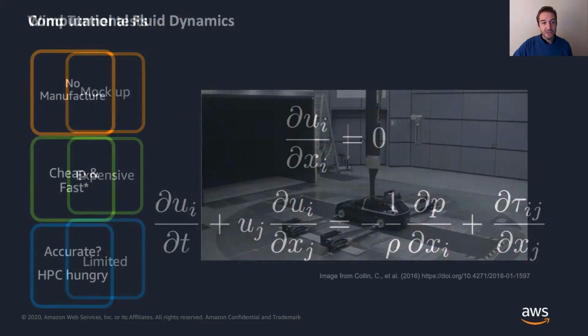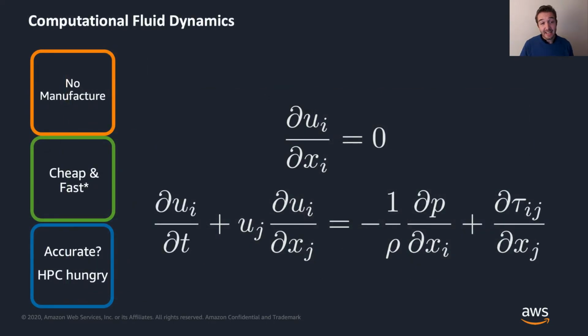Now, of course, the idea with CFD is that you don't need any manufacturing and that you can just solve these Navier-Stokes equations in hopefully a much cheaper and faster fashion than by manufacturing and taking something to a wind tunnel. But of course, the question is: is it accurate? I'm not going to go into that here, but I will say that the accuracy is absolutely linked to the HPC cost. And typically CFD is HPC hungry, it's a tightly coupled application.